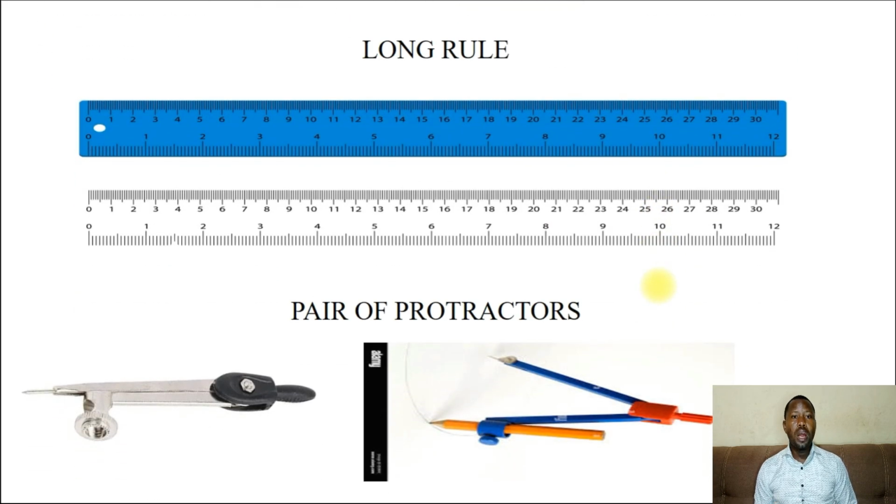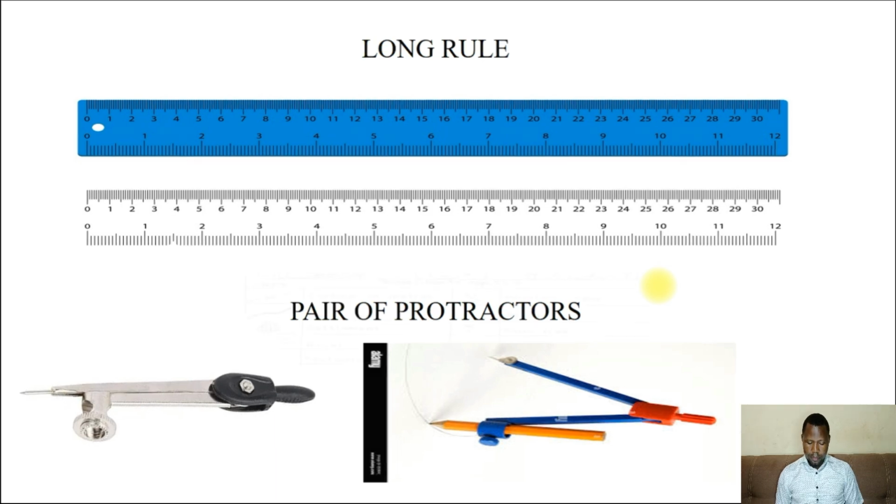Then we also need a long rule, a very important tool in map enlargement and reduction. You need to measure the length and breadth of your map, and the rule is very important in this particular exercise. Now, when using a long rule, if your rule does not have 0, begin with where the centimeter is. So you measure from there to wherever the measurement of your map ends.